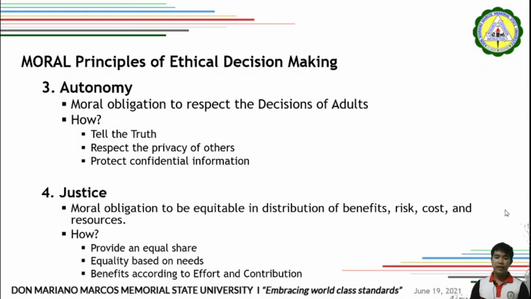Justice. Pag sinabi mong justice kasi, we are talking about equitable distribution of benefits. So, kung magbibigay ka ng ayuda, hindi mataas or hindi mababa, dapat pantay-pantay. So, kung bibigyan ka ng opportunity para magkaroon ng scholarship, siyempre, yung magbigay ng scholarship, for example, ikaw yung sponsor, siyempre, dapat yung mga scholars mo pare-parehas yung benefits. Diba? So, paano mo yun gagawin? You need to provide an equal share, equality based on needs, benefits according to the effort, and contributions.